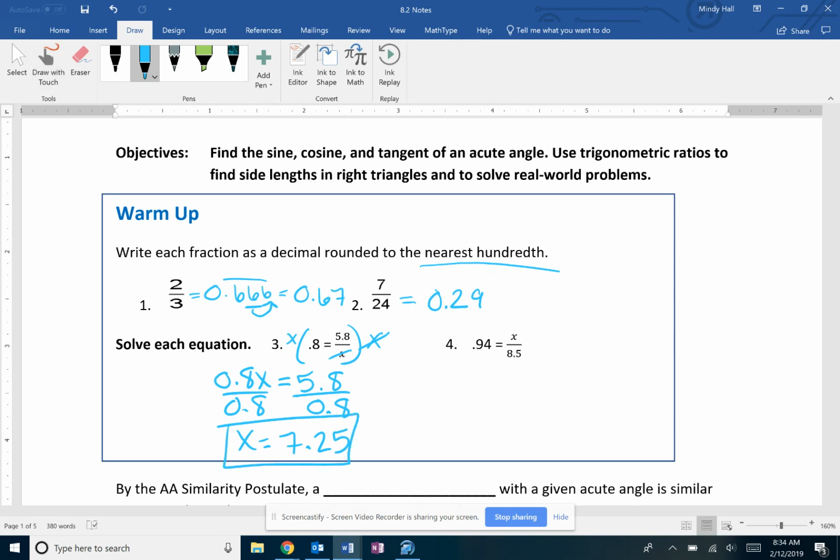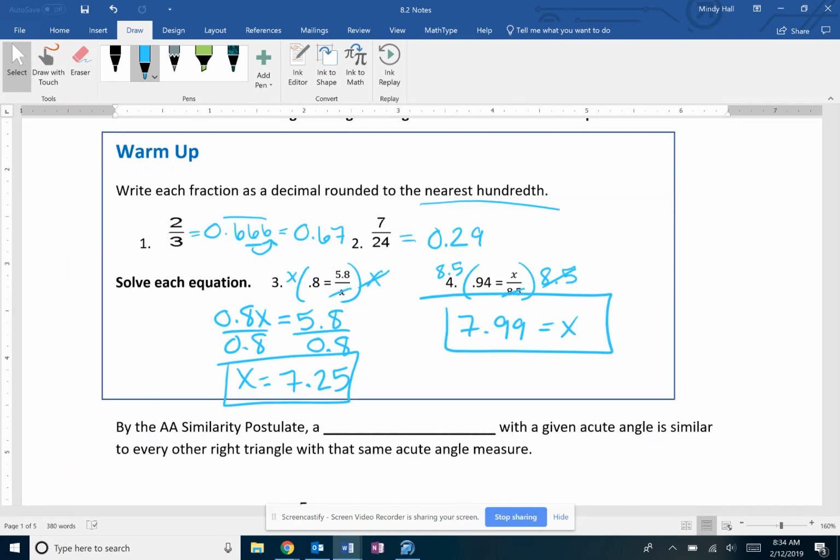And then last but not least, for number 4, to get that 8.5 out of the denominator, we're going to multiply both sides by 8.5. So then 8.5 times 0.94 is 7.99. And then that's it. That is our answer. So being able to solve equations like this is really important, because when we get into trig, you're going to sometimes have variables in the denominator, sometimes in the numerator, and you're going to have to kind of rearrange your pieces.